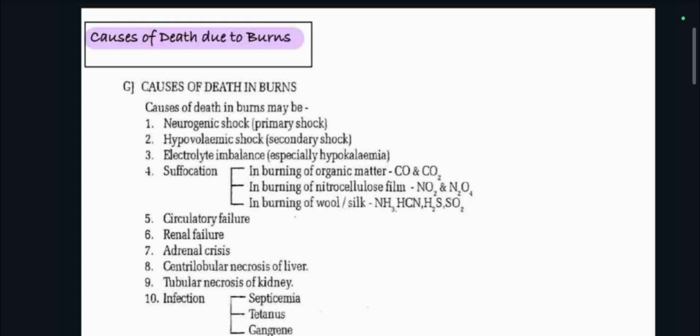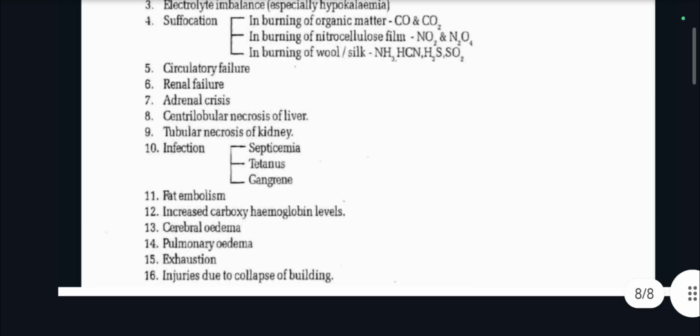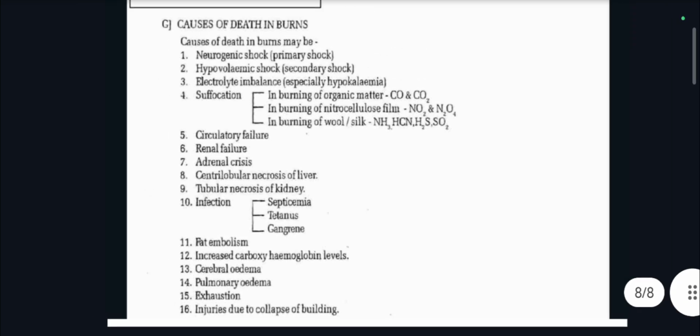Set 3: tubular necrosis of kidneys, infections. In infections, we are going to have septicemia, tetanus and gangrene. Then fat embolism and increased carboxyhemoglobin levels. Then our final set: cerebral edema, pulmonary edema, exhaustion and injuries due to collapse of building. So just try revising these causes of death in one go.